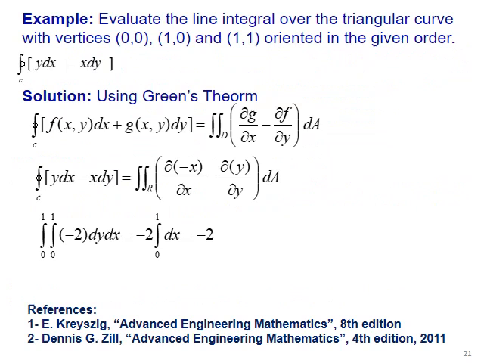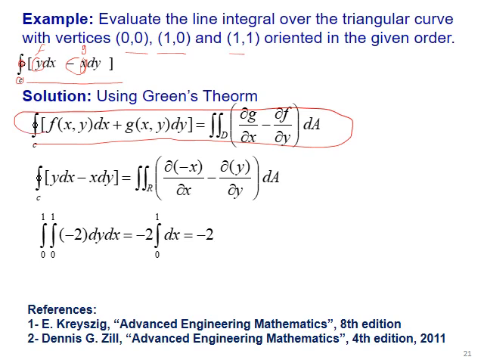With an example, it will be very easy and clear. It tells me to evaluate the line integral over a triangular curve with the vertices (0, 0), (1, 0), (1, 1), oriented in the given order. And he gave you already the formula here. You see this circle? This circle means that the curve C is a closed curve. And this y represents f, and this minus x represents g, because I have the formula.